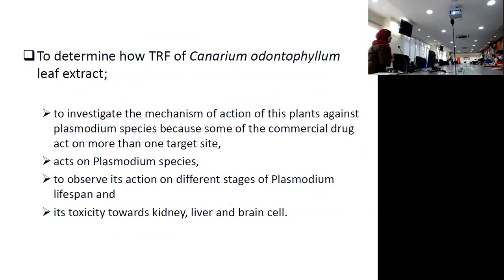So to determine how the TRF of Canarium odontophyllum extract works, we need to investigate the mechanism of action of these plants against the Plasmodium species, because some of the commercial drugs act on more than one target site, and how it acts on Plasmodium species, to observe its action on different stages of the Plasmodium lifespan, and also its toxicity towards kidney, liver, and brain cells.